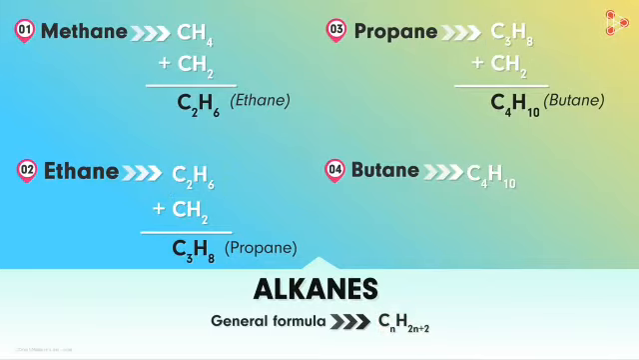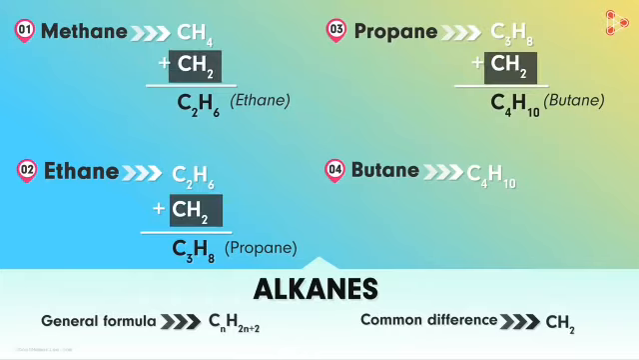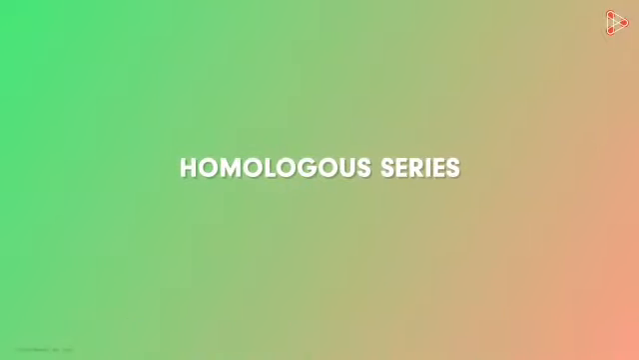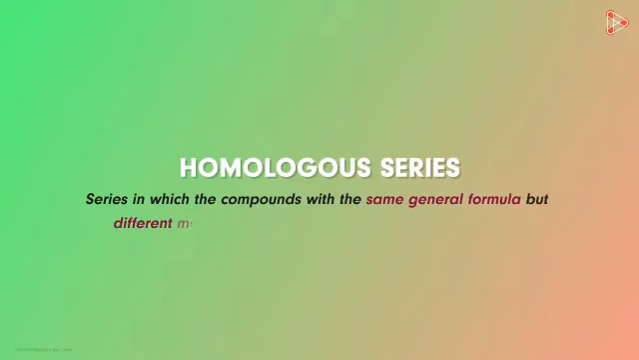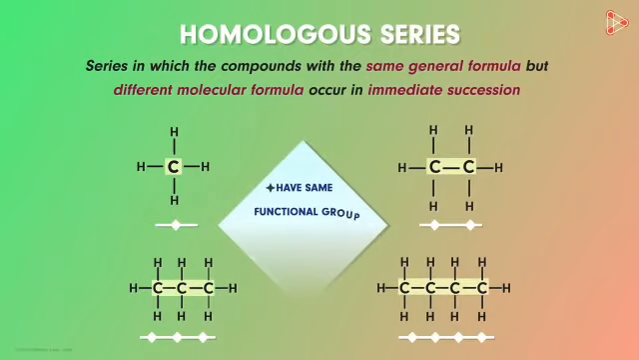And we also noticed a common difference between any two successive compounds. There's a common difference of CH2. Now that we've understood the concept, let's define the term homologous series in simple words. It is the series in which the compounds with the same general formula but different molecular formula occur in immediate succession. So the hydrocarbons in the homologous series will have different lengths of carbon chains, but they will possess the same functional group and will occur in succession.